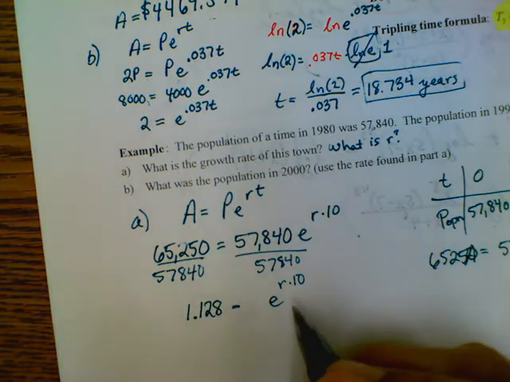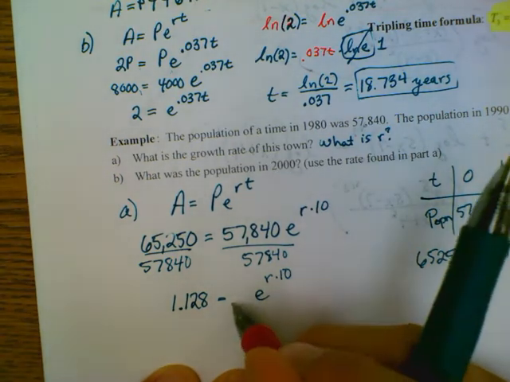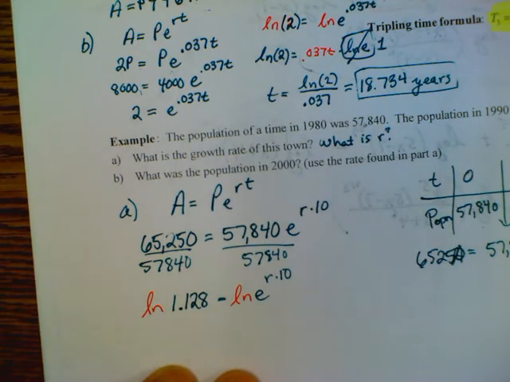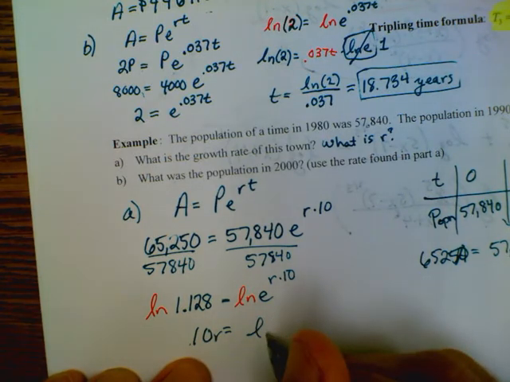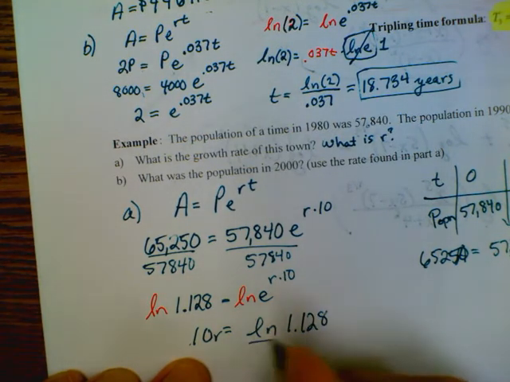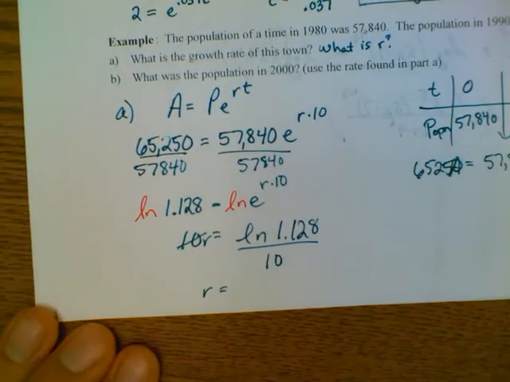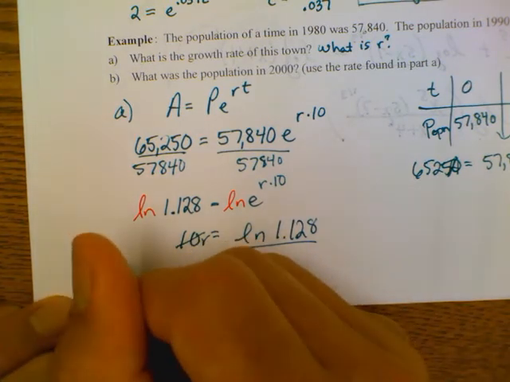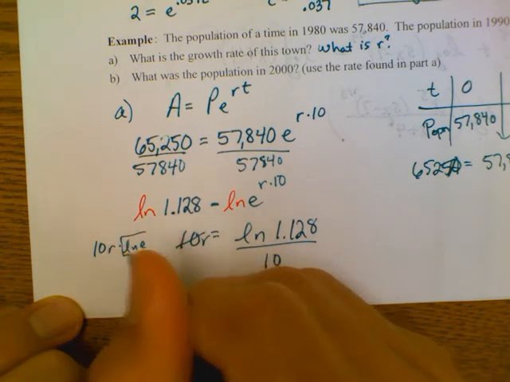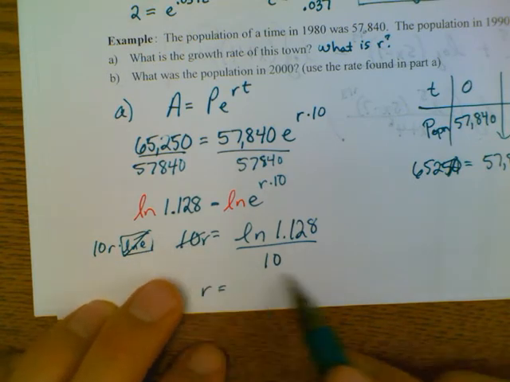Okay, so what we'll need to do now, it says e to the r times 10. So we're going to natural log both sides. And when we natural log both sides, that'll give me 10r on one side, and that'll give me ln of 1.128. And then I'll divide by 10, and that will be my final answer. I kind of skipped forward a little bit. This ln e is going to cancel. So this 10r should have said 10r ln e. But the ln e, remember, is just 1. So that 10r, and then you divide by the 10, and that's what canceled that 10 out there.